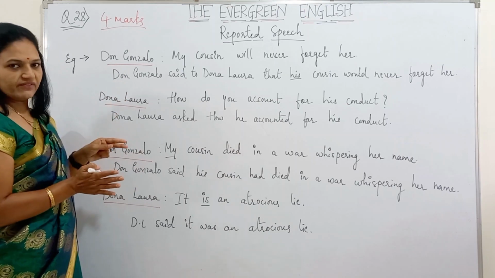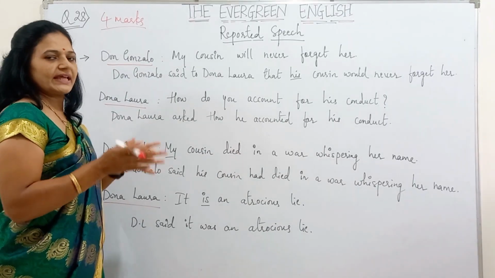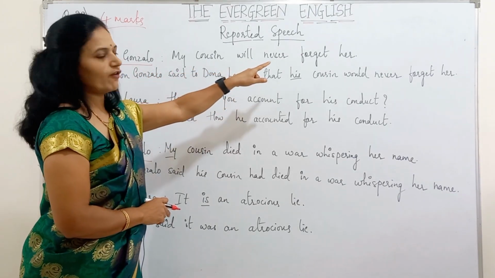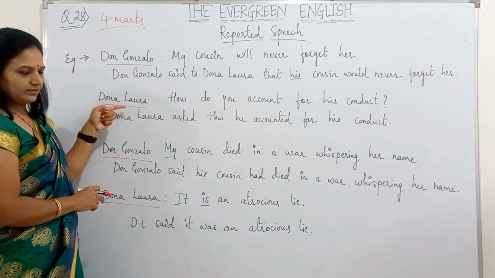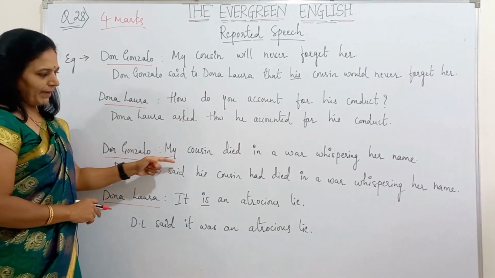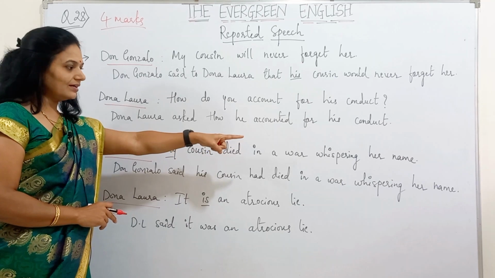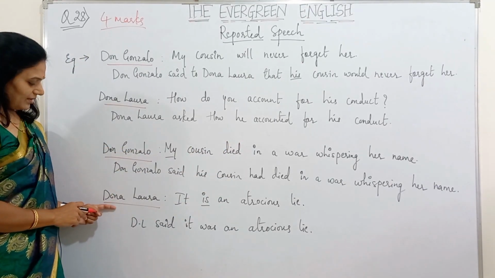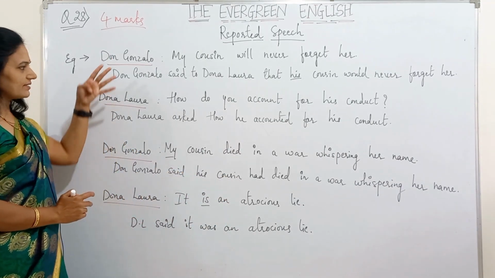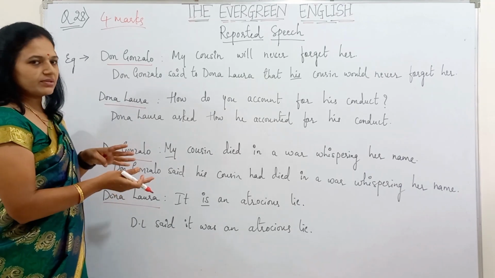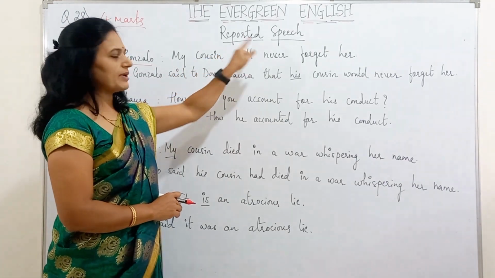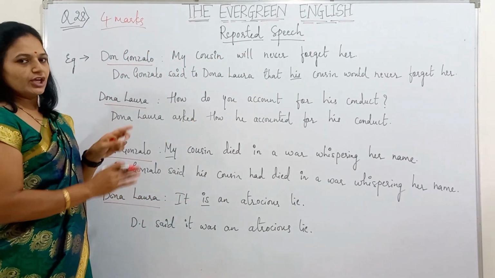I read the question first, because in between I have written the answers so that I can save my writing time. Don Gonzalo: My cousin will never forget her. Donna Laura: How do you account for his conduct? Don Gonzalo: My cousin died in a war whispering her name. Donna Laura: It is an atrocious lie. So these are the 4 sentences of conversation between Gonzalo and Laura. You have to write this in reported speech, or indirect speech.